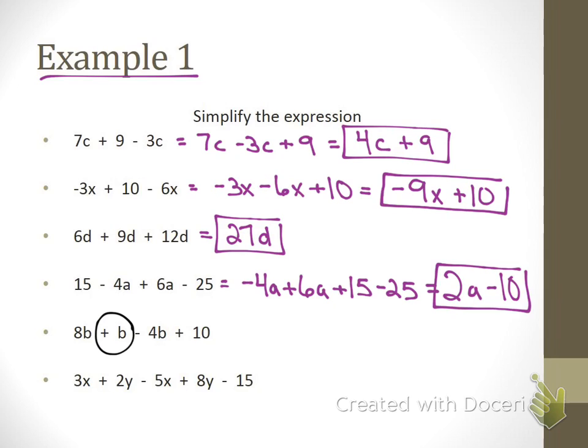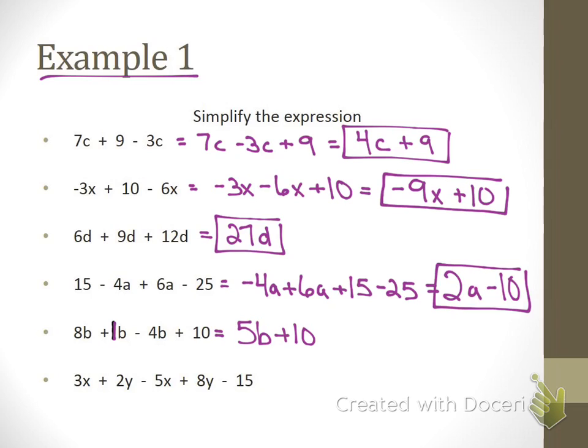What do I know is understood in front of a variable that has no number? A 1. So this is 8b plus 1b minus 4b plus 10. Simplify this expression. 8 plus 1, guys, is 9. 9 minus 4 is 5b plus 10.